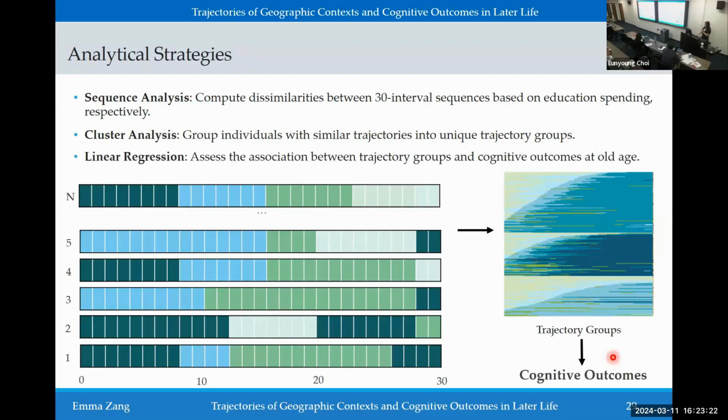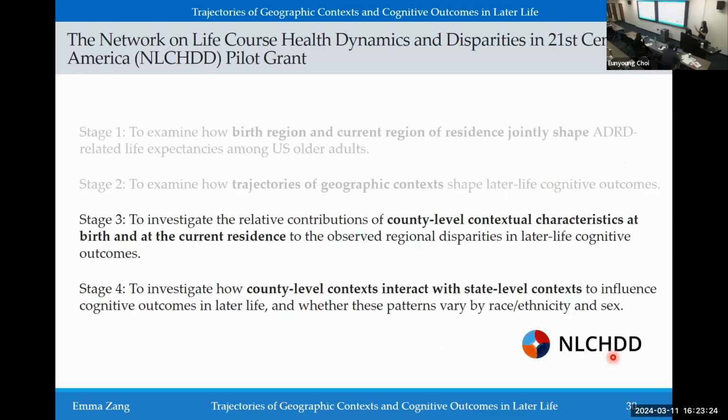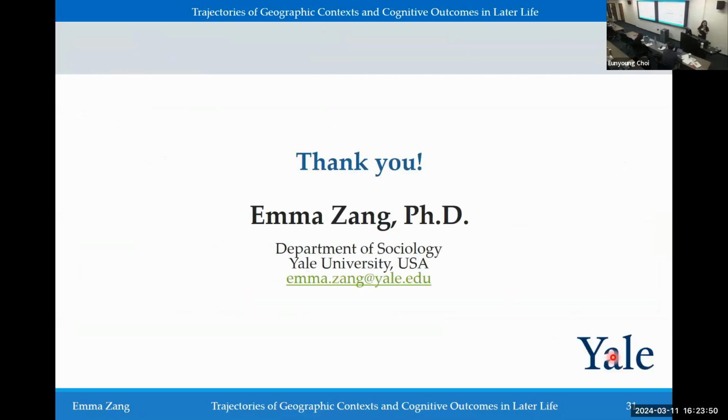at older age. Okay, so finally, very quickly, our next stage 3 is to do a decomposition analysis to examine which specific contextual characteristics are most responsible for the observed regional disparities in later-life cognitive outcomes. And then stage 4, we're doing this very big model trying to see how neighborhood, county, and state level contexts interact with each other to shape cognitive outcomes. That's it. Thank you.